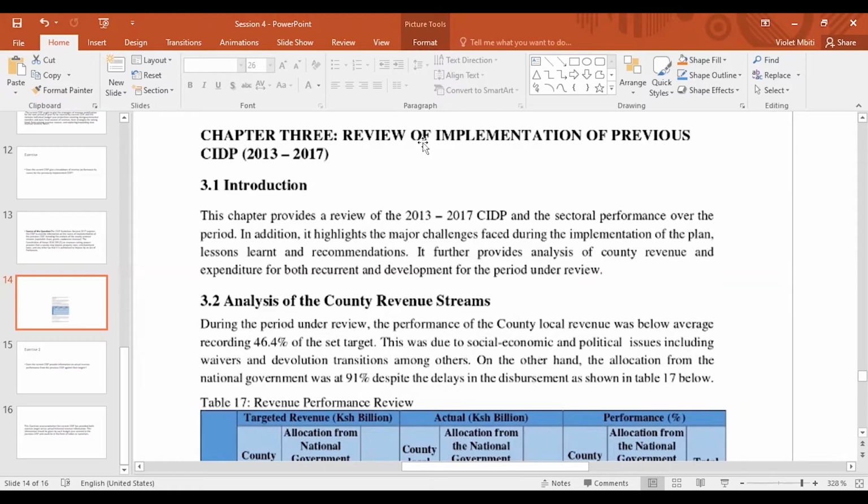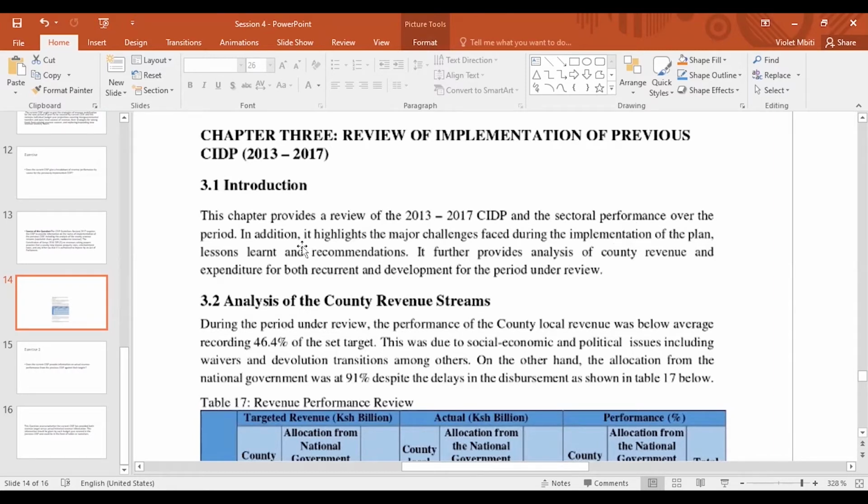So if you look at chapter 3, the review of implementation of previous CIDP 2013 to 2017. They're starting by saying this chapter provides a review of the 2013 to 2017 CIDP and the sectoral performance. You can see these keywords are the ones that we had started with regard to defining the key terms. So I hope you are not floating. This chapter provides a review of the 2013 to 2017 CIDP and the sectoral performance over the period.